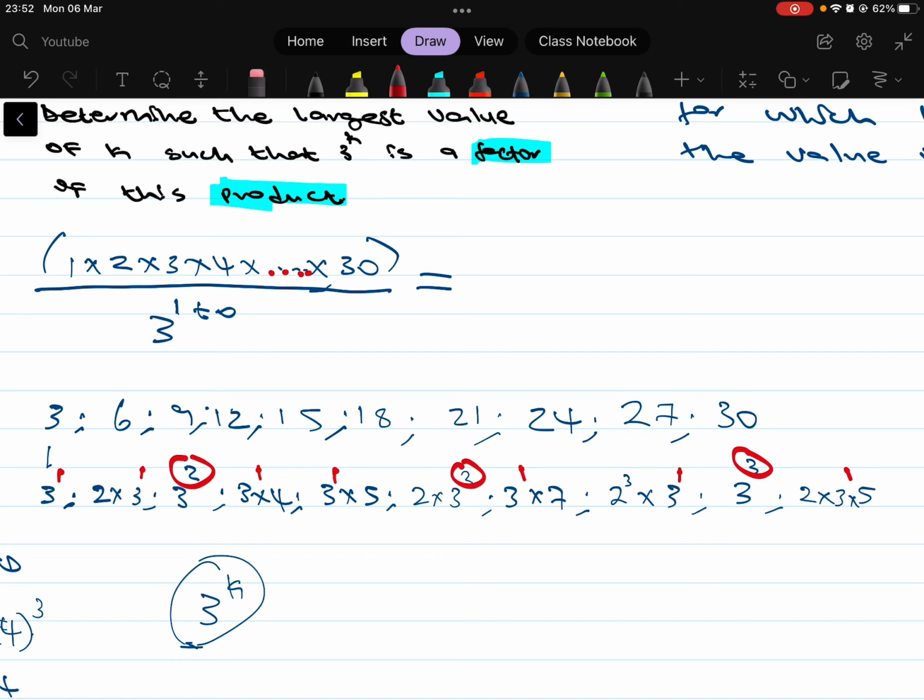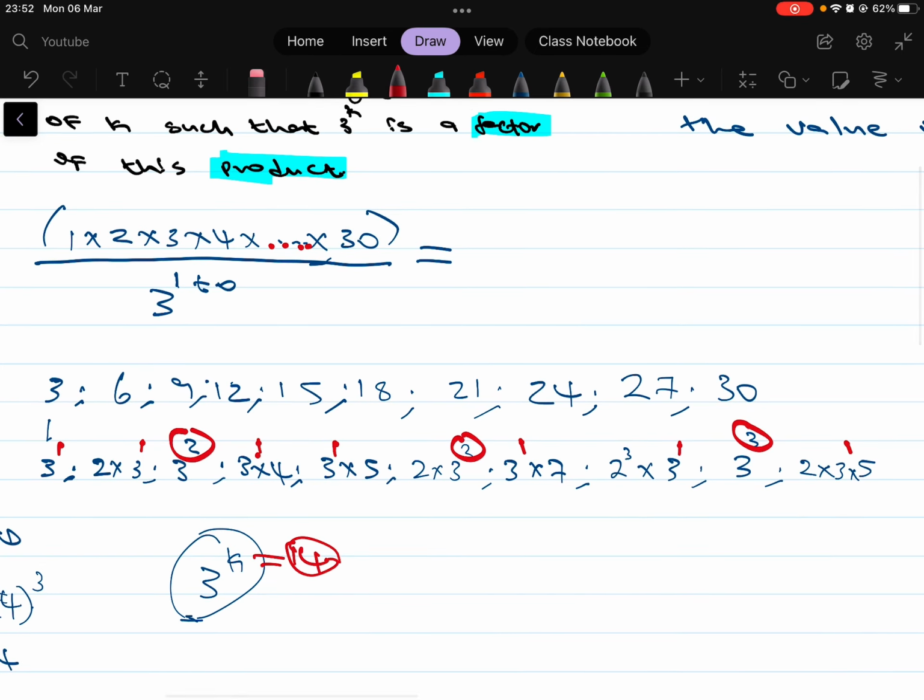The total, how much is it? This is 4, 5, 6, 7, 8, 9, 10, 11, 12, 13, 14 there. The total is actually 14. Why am I writing 4? So the largest value of k is actually 14.